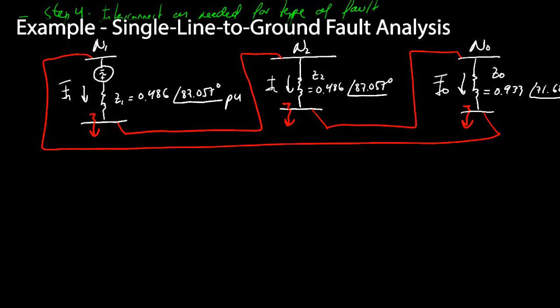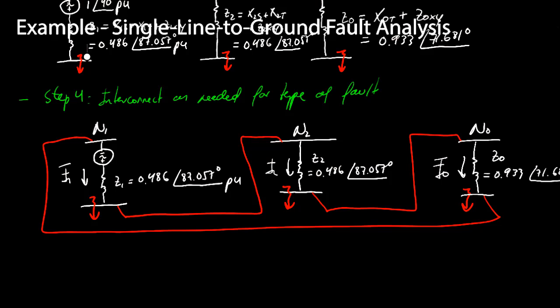So now we can go one more step, and we're actually going to have two more steps. So let me go back. Let's do maybe gray. So step 5 is going to be convert to actual quantities. Or actually I skipped one step over here. Let's go back. Now that we have this simple circuit for the sequence interconnections, we can actually calculate. So I should say over here, interconnect as needed for the type of fault and calculate.